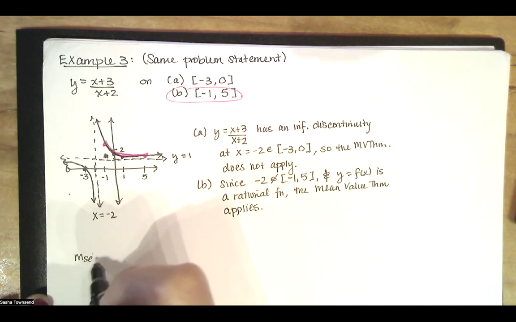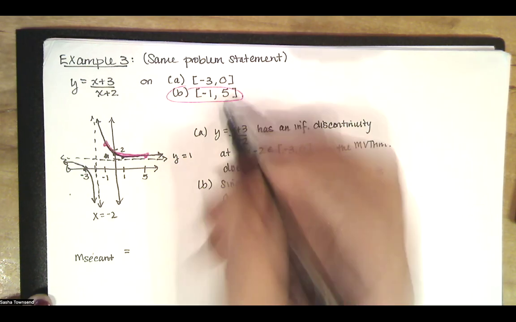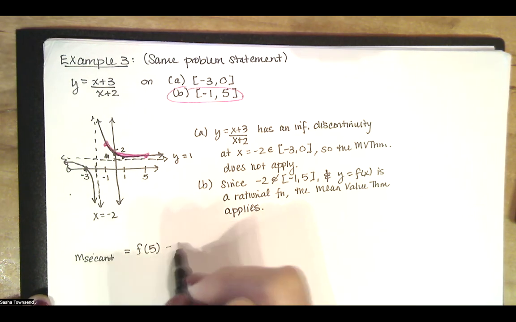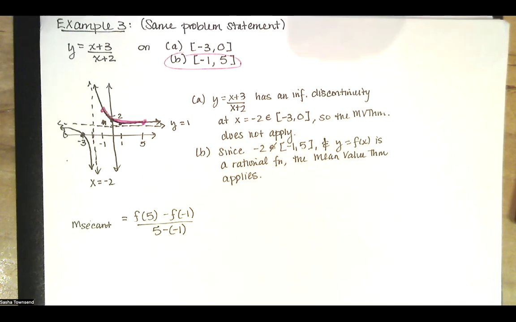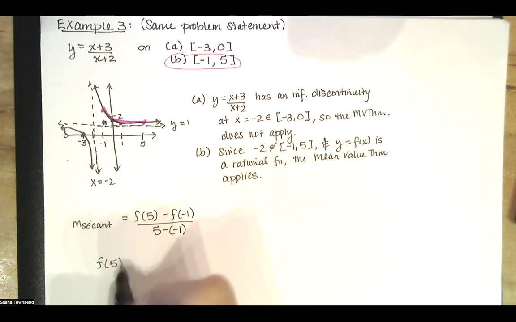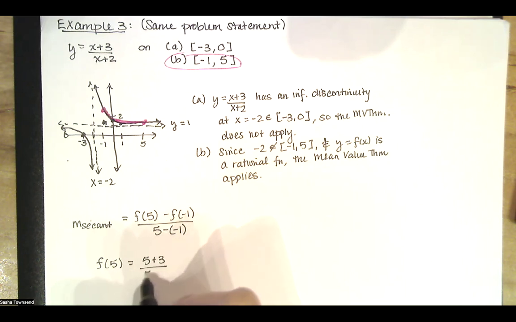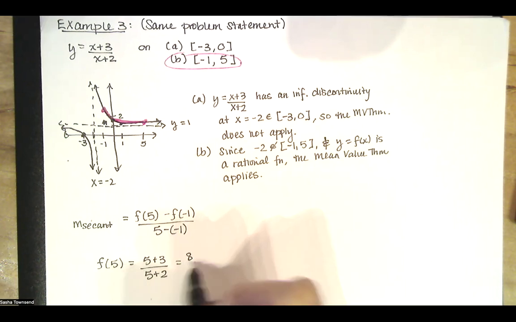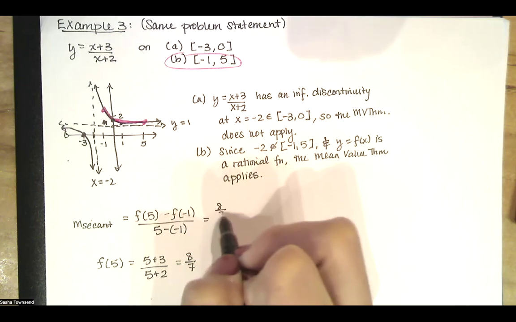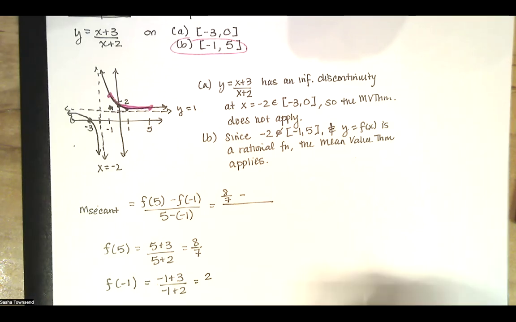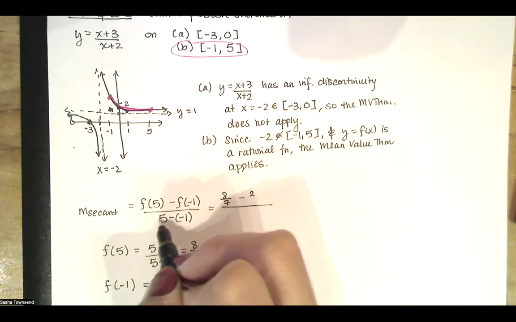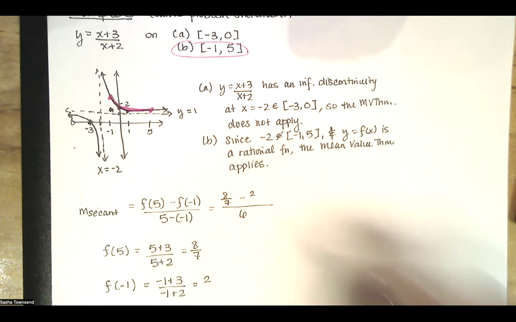First, we'll compute the slope of the secant. Well, it's going to be the y value at x equals 5 minus the y value at -1, divided by 5 minus -1. Just do some calculations. f of 5 is (5 plus 3) divided by (5 plus 2), or 8/7. And then we'll subtract f of -1. So (-1 plus 3) divided by (-1 plus 2). So we get 2 divided by 1, which is just 2. And then 5 minus -1 is the same as 5 plus 1, which is 6.